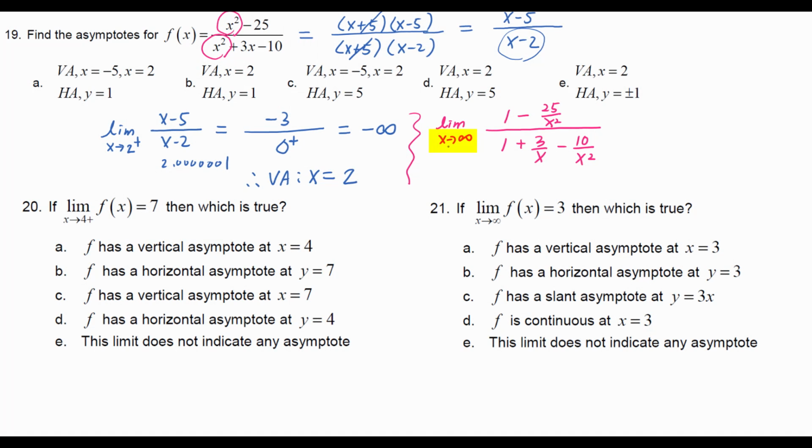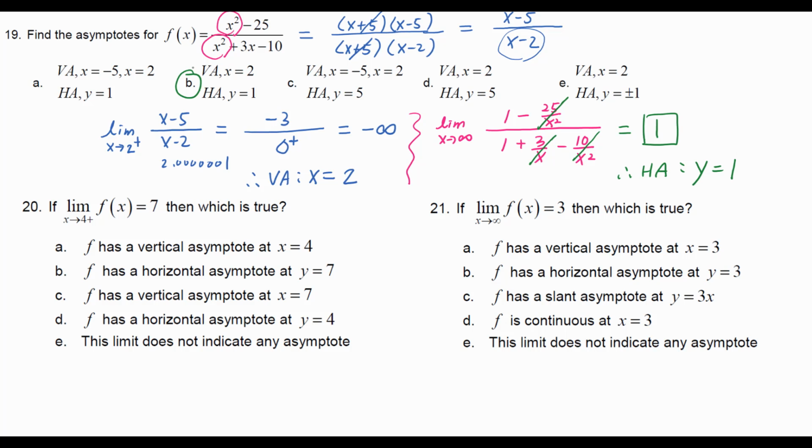So when you send x to infinity, this goes to 0, this goes to 0, this goes to 0, and we get the limit as x approaches infinity of 1 over 1, which is 1. Thus, we also have a horizontal asymptote y equals 1. So the answer that has the vertical asymptote x equals 2 and horizontal asymptote y equals 1 is B.